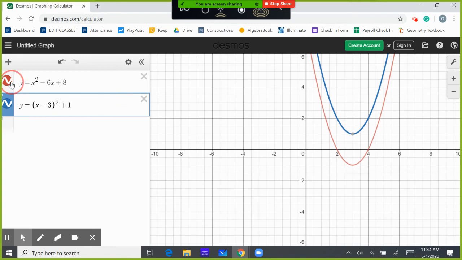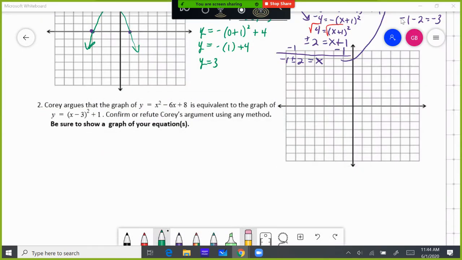So here's both graphs. So here's one, here's the other one. They're similar, but they're not quite the same. And I'm going to show you how to show that. So what you can do is the second equation here, you could change it back to standard form by actually multiplying out.